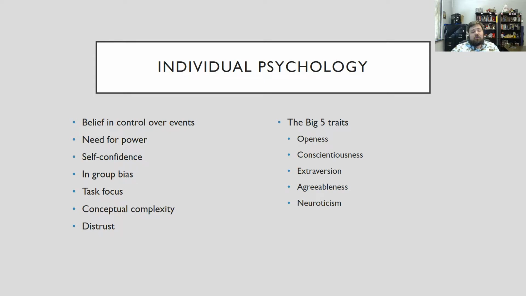Task focus is also really important, right? How carefully can you stick to the task at hand? Are you really good at sticking to one task, or do you squirrel a lot and go off and do all sorts of things and not really are able to focus on a big problem? There's also this idea of conceptual complexity. Are you able to understand big, complex ideas, or do you like the world to be simple, black and white, right? That's a really important one there. And finally, there's distrust. Do you trust the people around you, or do you not? So that's kind of the big 7.